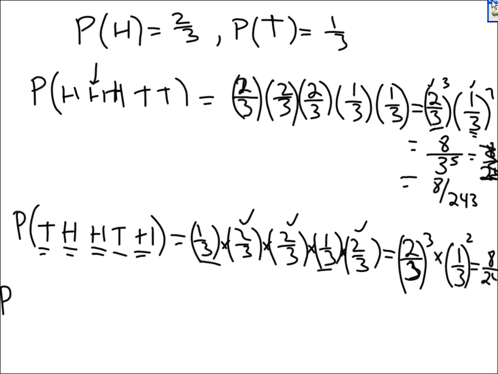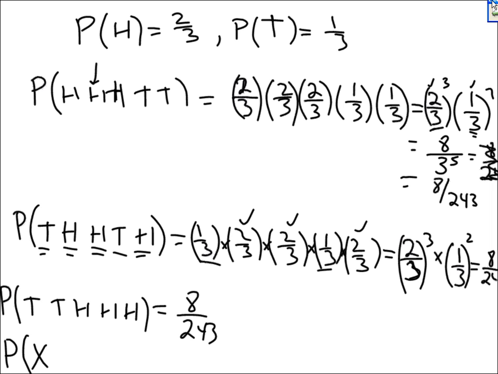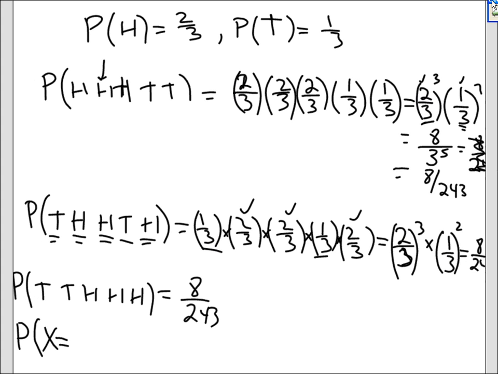Even if I did the probability of tail, tail, head, head, head, I'm still going to get 8 over 243. So if I ask you, if x is the random variable that counts the number of heads, what is the probability that x is 3, that the number of heads is 3? Well, what you're going to do is add up 8 over 243 a number of times. Now, of course, the question is, how many times?